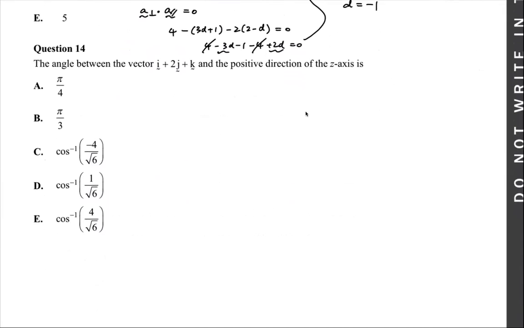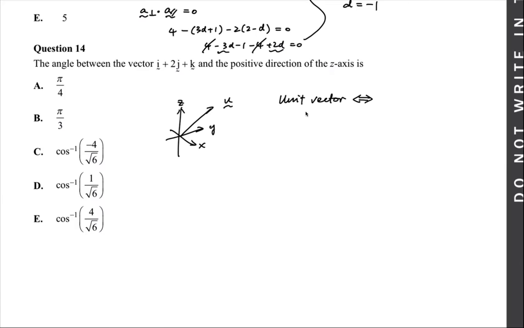All right, question 14. Question 14, the angle between the vector and the positive direction of the z-axis. Well, as long as we are looking for, here is a vector, let's call this u, x, y, z. As long as we are looking for the angle between a vector and one particular axis, we can always use unit vector.